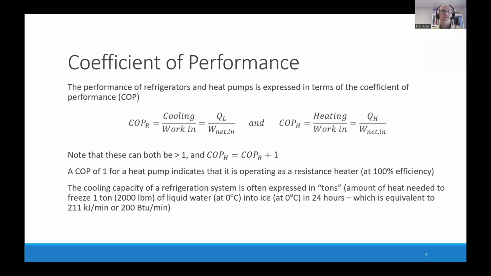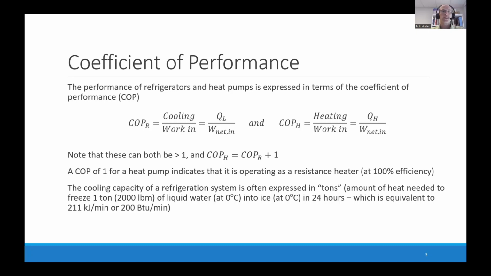Instead of efficiency, the performance of refrigerators and heat pumps is given by the coefficient of performance, or COP. For refrigerators, this is the cooling energy out divided by the work in, or QL over W net in. For heat pumps, we are looking at the heat added, so the COP is equal to QH over W net in. Unlike the efficiency, the coefficients of performance can be greater than 1, and in fact, the COP for heat pumps will always be greater than or equal to 1. If the heat pump COP is equal to 1, then it is equivalent to a 100% efficient resistance heater.